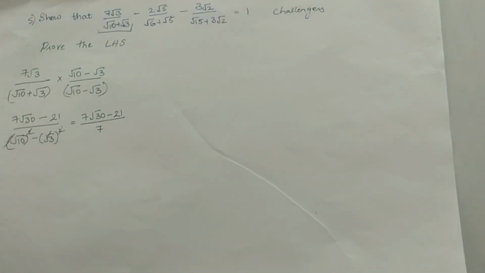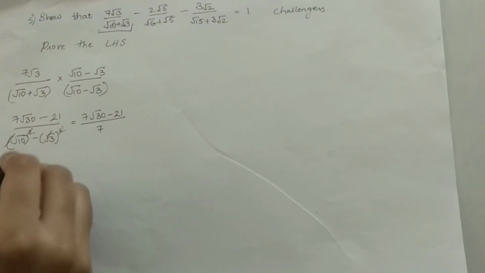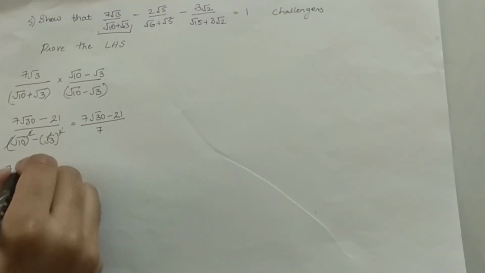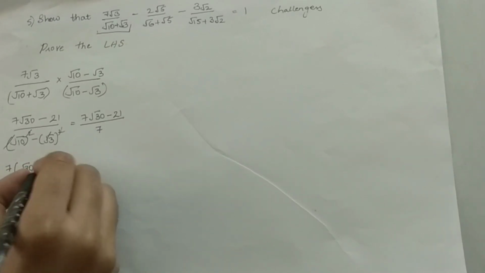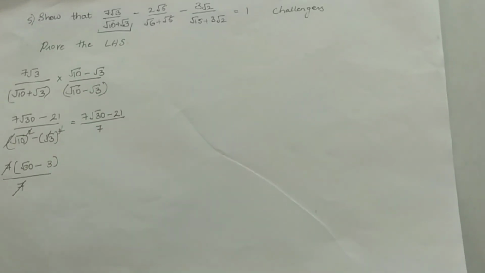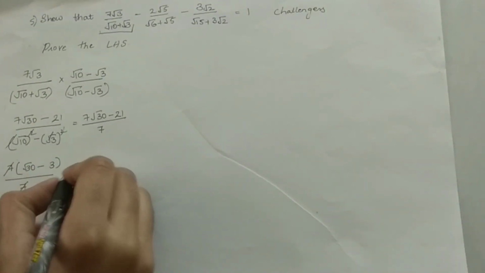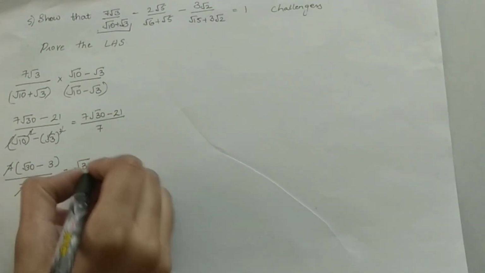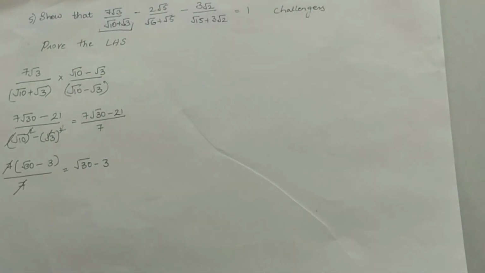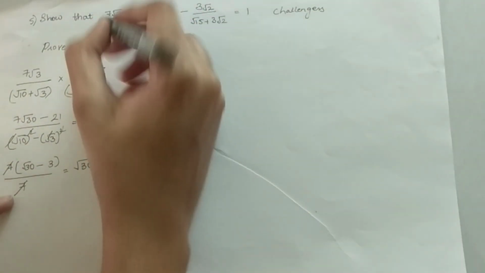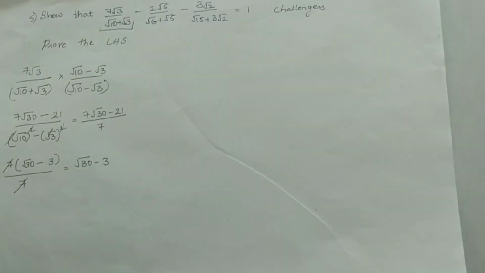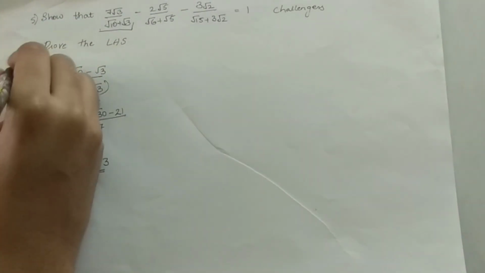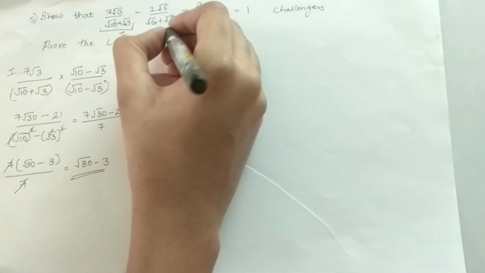Now we will take 7 as common here: root 30 minus 3, the 7 times 3 is 21, divided by 7. The 7 will get cancelled, right? So what is left is root 30 minus 3. So for the first part, we can simply write root 30 minus 3. This is the first part. Let me write 1, 2, 3 for these.